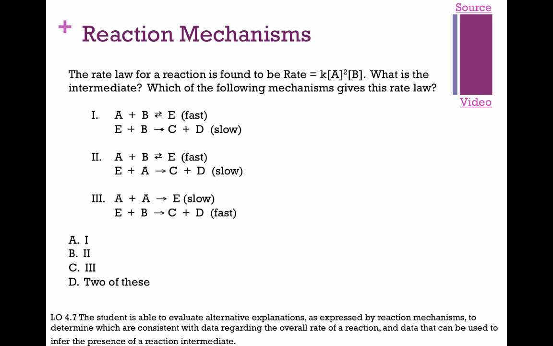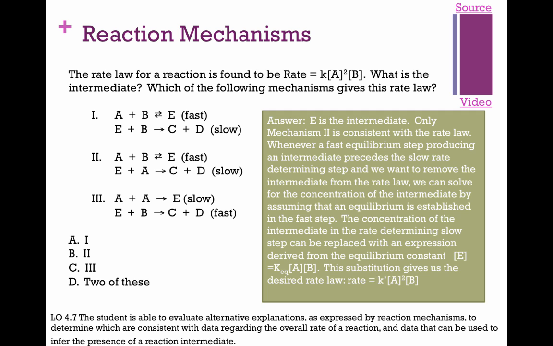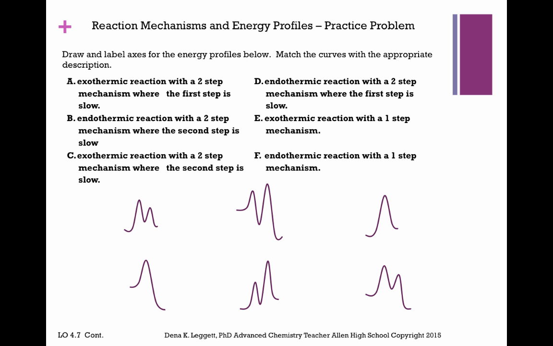Yeah, E times A. So we can plug in what we solved for E in mechanism 1, and then you get K times A squared times B. And so mechanism 2 is actually the one that matches this rate law. So that's all the algebra. I know we didn't go through the algebra in class, but now we did. Okay, and so again, E is the intermediate, and only mechanism 2 is consistent.